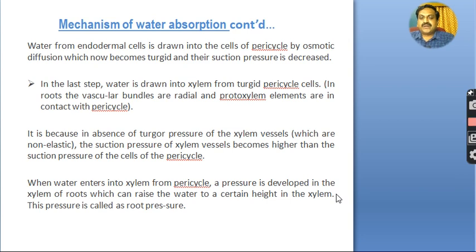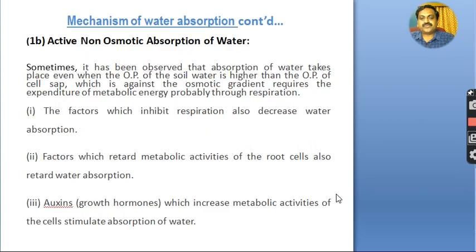When water enters into the xylem from the pericycle, a pressure is developed in the xylem of the roots which can raise the water to certain heights in the xylem. This pressure is called root pressure. That is about the active absorption.